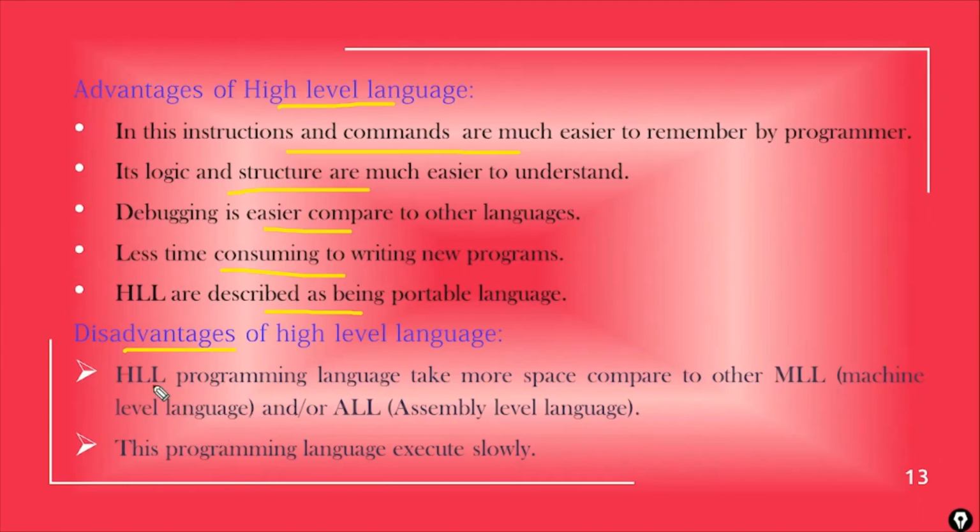That means these high level languages take more space compared to the assembly level language as well as the machine level language, because those languages are very close to the machine, but these are very close to the humans. So these take more space to execute, and the programs execute slowly, because these are closer to the human, not closer to the computer. So it executes slowly, as well as it occupies more space compared to the previous languages.